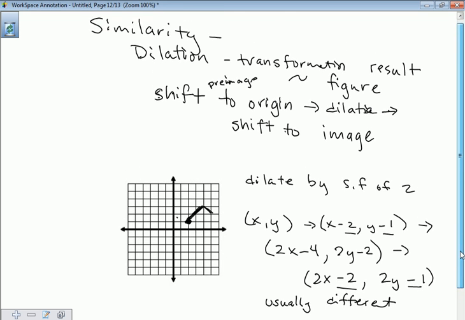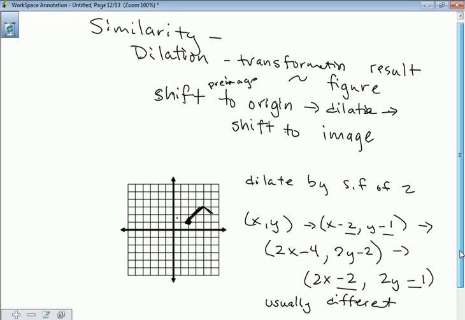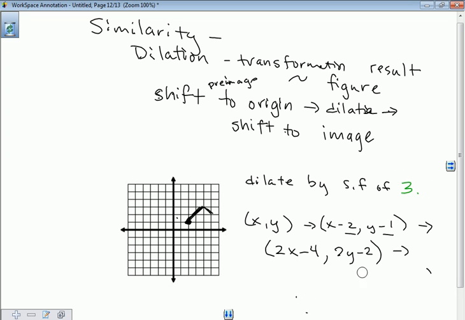All right. We've already talked about congruence. We mentioned similarity with a dilation. If we have a transformation involving a dilation, the result is a similar figure. We already talked about this. You have to shift the pre-image to the origin, then dilate, and shift back to the image. Okay, let's do a scale factor of 3 this period.